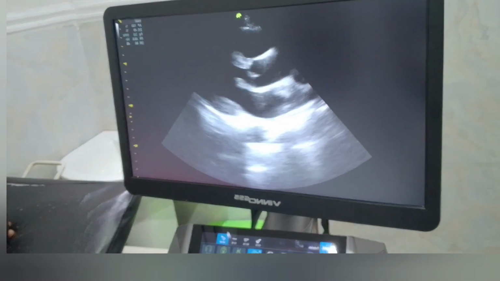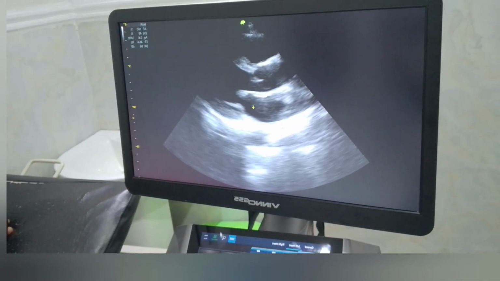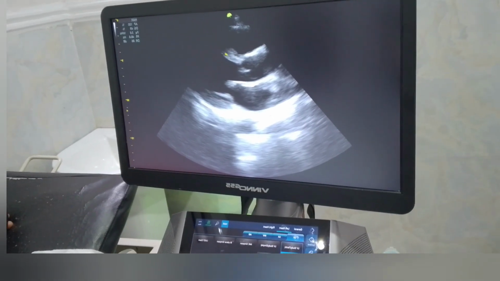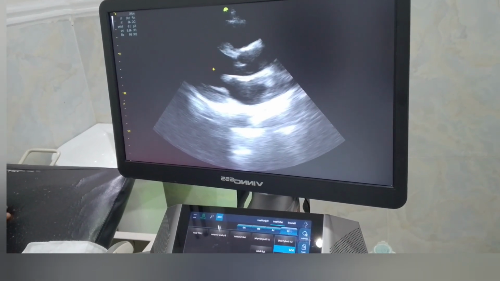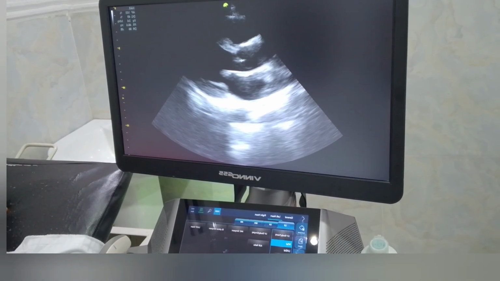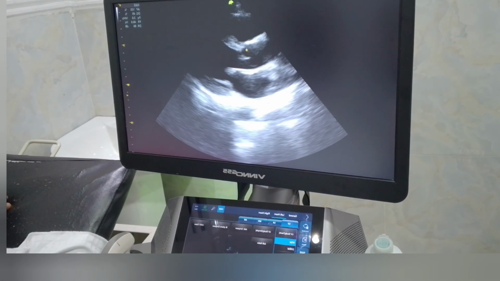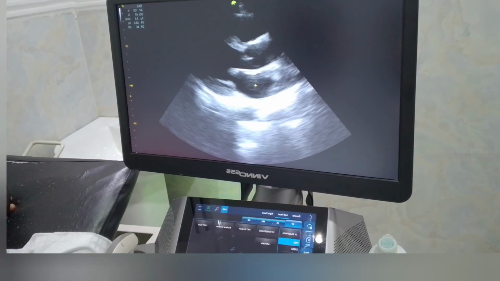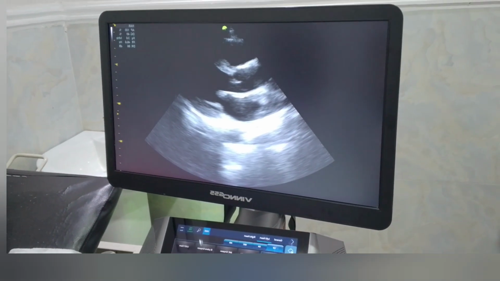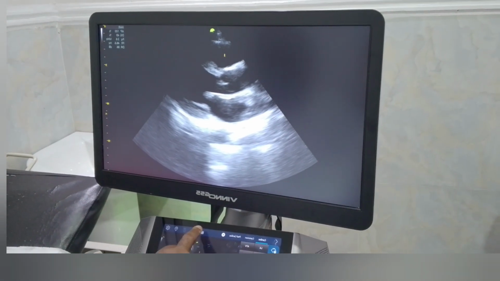Looking at the right ventricular outflow tract here, the interventricular septum, the left ventricle, the left ventricular outflow tract, the aortic root, and the left atrium. So maybe I'll just leave it. Let me see.